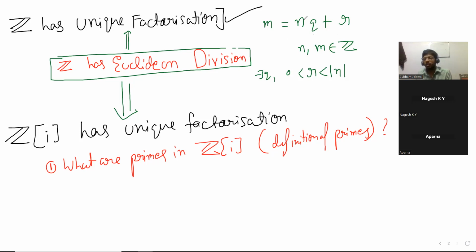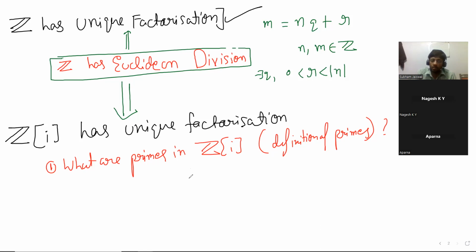And if you allow n and m to be negative, then it has to be said like this, because we still want r to be positive and its magnitude to be less than n. Okay, so this is what we have, and this allows you unique factorization.